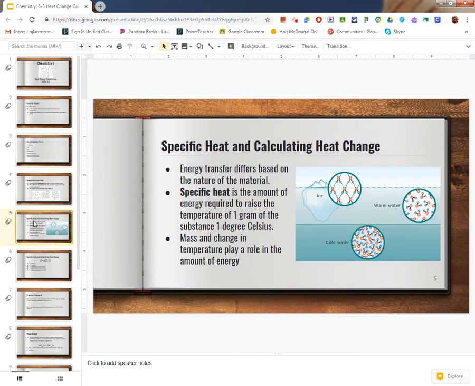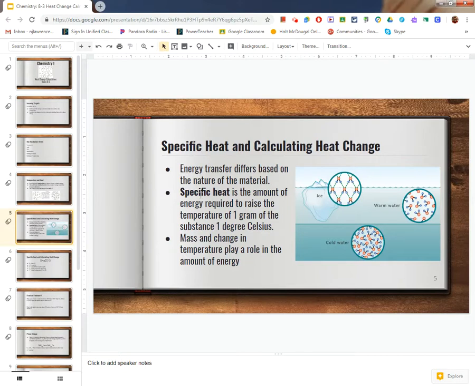When we look at specific heat, we see that different materials transfer energy differently. Think of this as the difference between good conductors and good insulators. A conductor can transfer energy relatively easily, quickly, and efficiently. An insulator actually resists the change and resists the flow of energy.